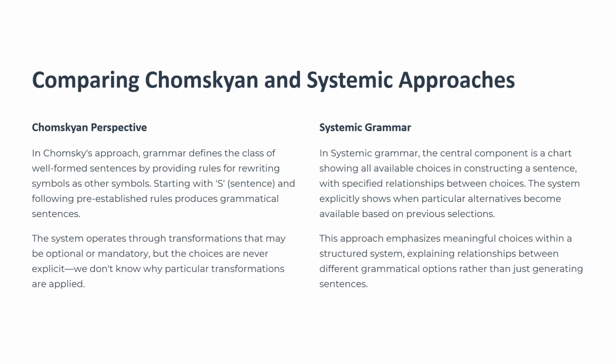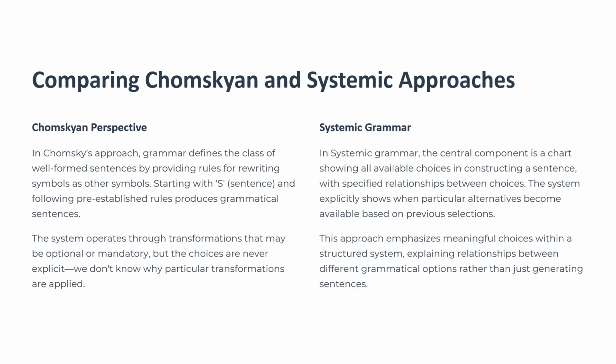Comparing Chomskyan and systemic approaches. Chomskyan perspective. In Chomsky's approach, grammar defines the class of well-formed sentences by providing rules for rewriting symbols as other symbols. Starting with S, sentence, and following pre-established rules produces grammatical sentences. The system operates through transformations that may be optional or mandatory, but the choices are never explicit. We don't know why particular transformations are applied.